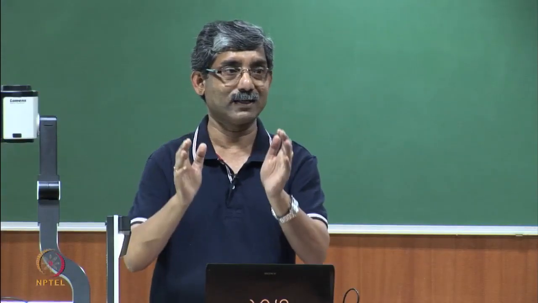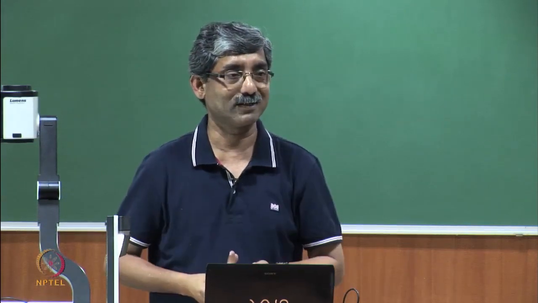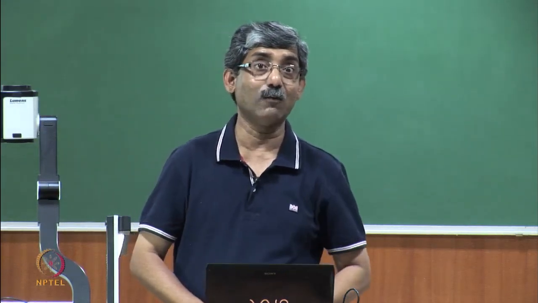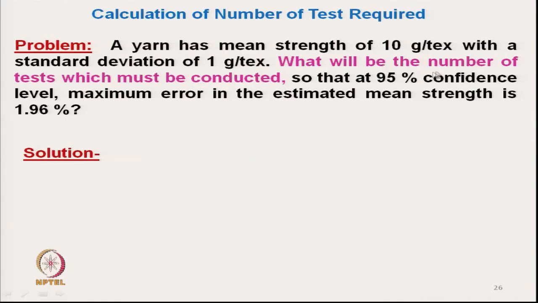The target is that I can allow a maximum error percent in my data of 1.96%, that is the allowable error. Beyond that I cannot allow 2% error, whatever reading I am taking. So, I can allow only 1.96% maximum error, and 1.96% of what? 1.96% of 10 gram per tex, that is the mean value. So, the mean can vary 1.96% on the plus side or 1.96% on the minus side. Within that range it is allowed.